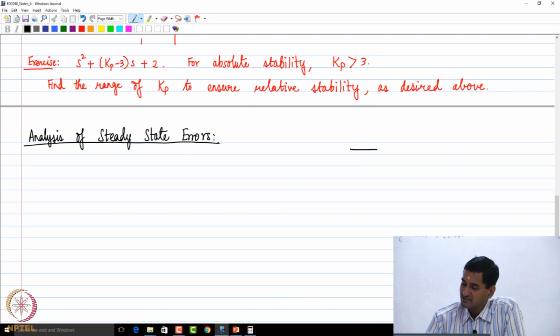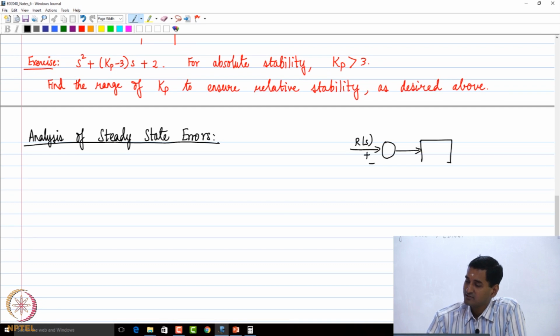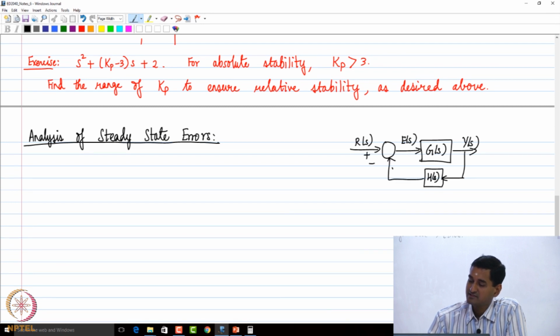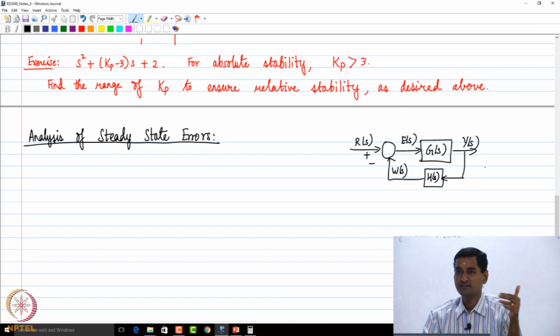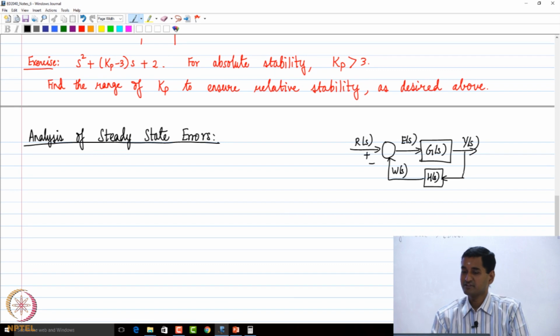So, how do we analyze steady state errors? Let us construct the standard closed loop negative feedback system that we have been looking at. And this is the feedback path transfer function, and this is the feedback diagram. So, please note, what was G of S called? That is what is called the forward path transfer function. H of S is the feedback path transfer function.